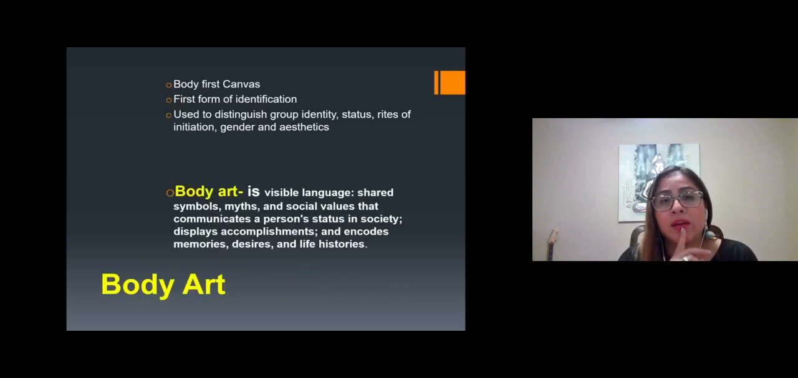Okay? So, we know the body is the first canvas that humans used as a form of visual communication to tell others who they are and where they are from. So in other words, it's the first form of identification to reveal to other humans in their territory where they came from, what group they belong to, and perhaps this is a communication to say, are you a friend or are you a threat? So think about what types of forms of identification we use today.